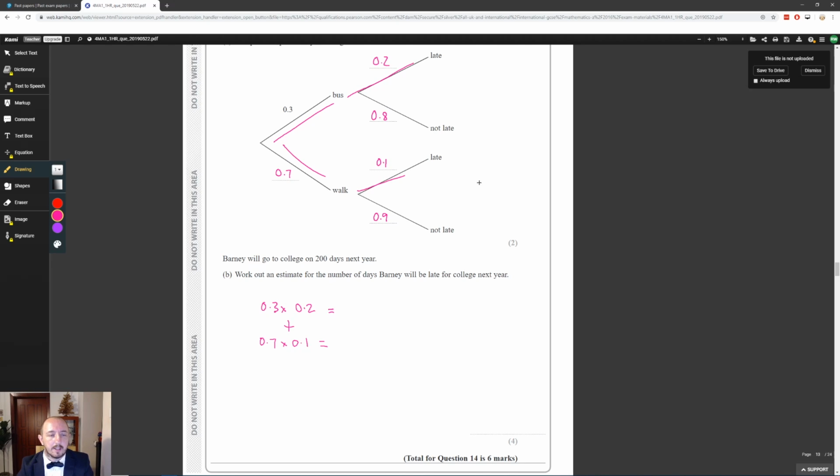And we would then add those two together to get the probability that he'll be late regardless of how he gets to college. So 0.3 times 0.2 is 0.06, 0.7 times 0.1 is 0.07, so we add those to get 0.13. That's the probability that he'll be late, and then we just multiply it by how many days he's going to be at college. So 0.13 times 200 is 26, I think.